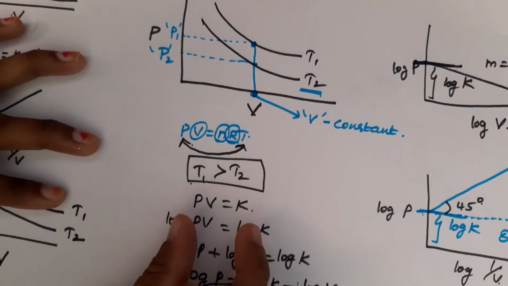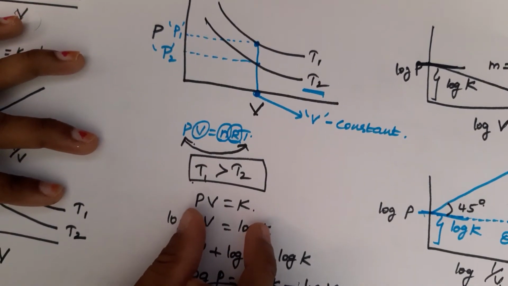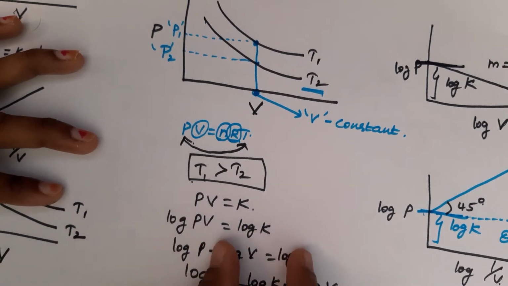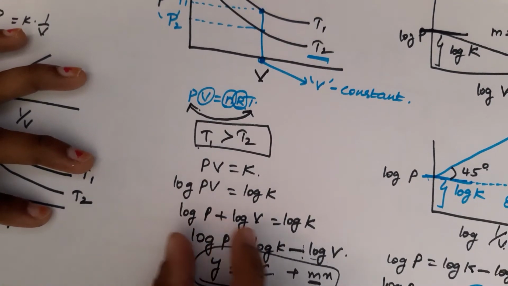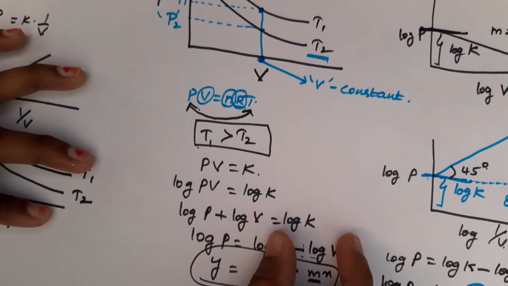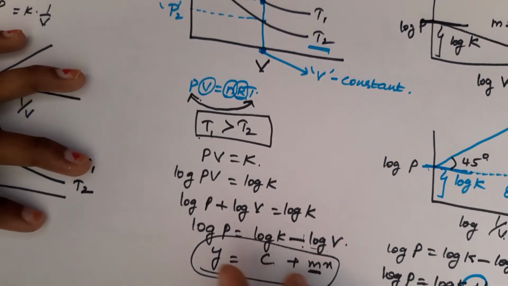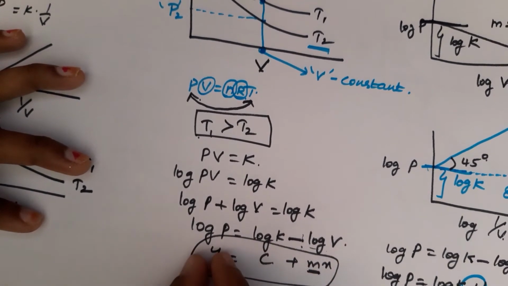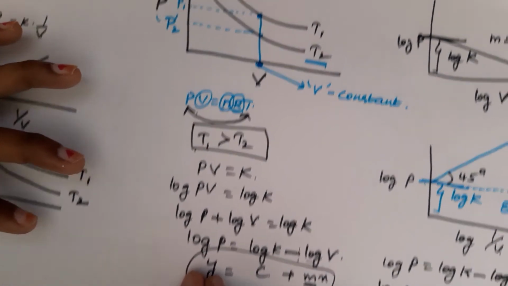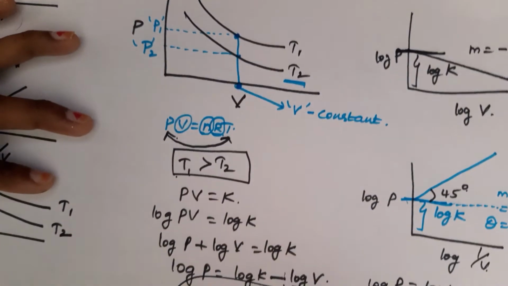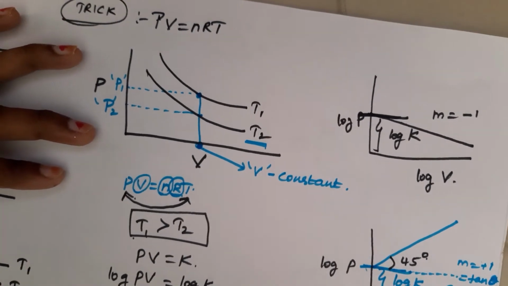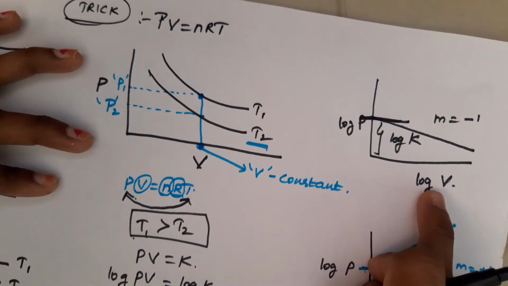Based on the Boyle's law equation only, PV is equal to K. Based on this equation only, I am applying log on both sides. Then we get log P plus log V is equal to log K. Compare this expression with y is equal to mx plus c. Then what is the value on the y axis, students? Log P. What is the value on the x axis, students? Log V. So I am taking log P on the y axis, log V on the x axis.